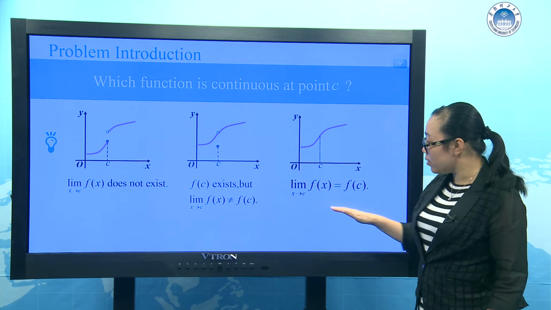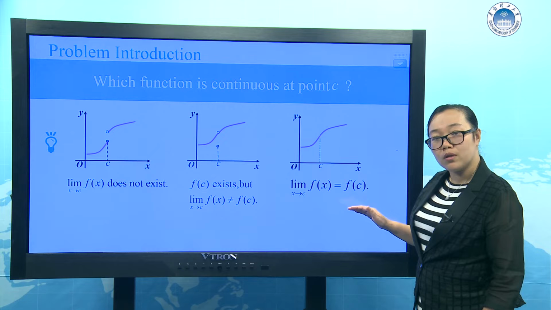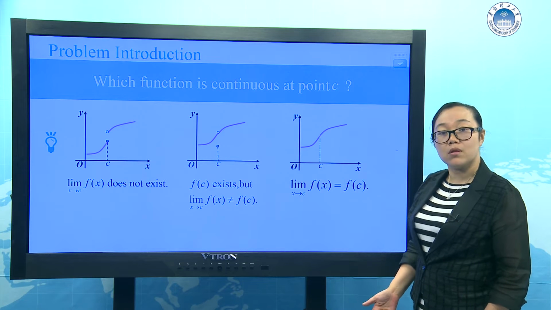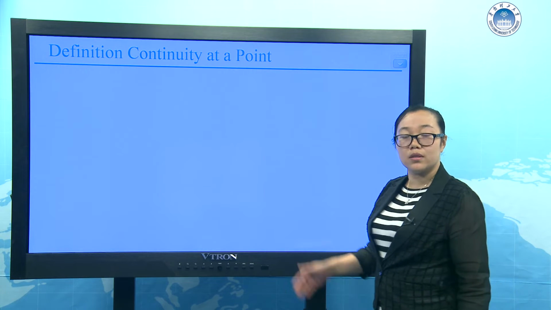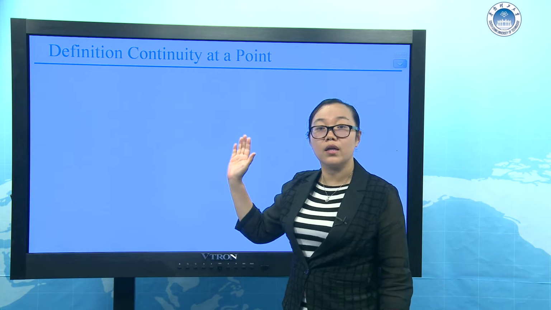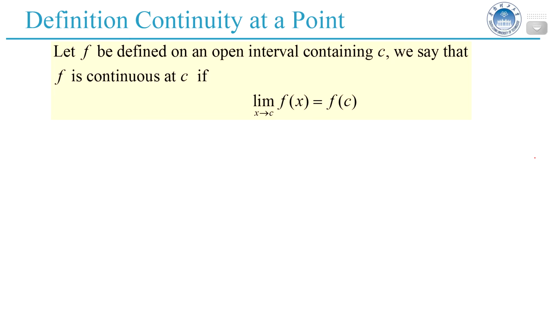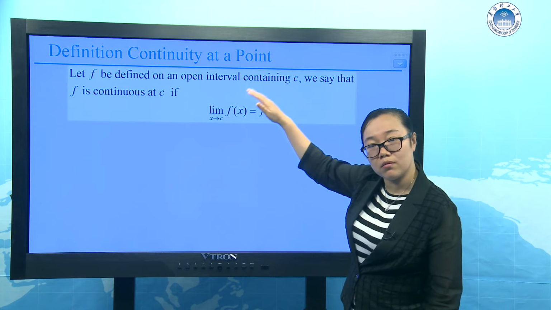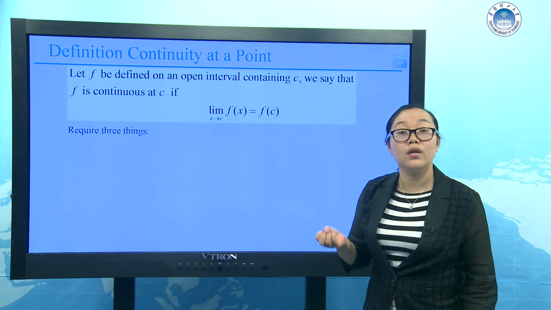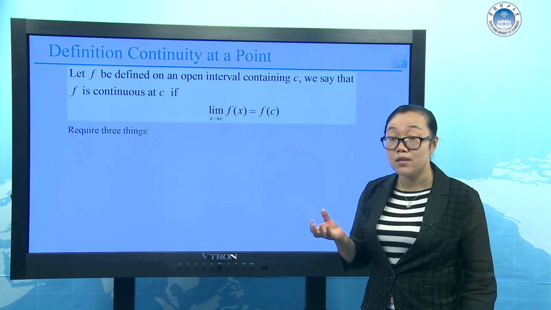Pay attention to this expression. From this expression, we will give some idea about our definition. Look at the definition, continuity at a given point. Let f be defined on an open interval containing the point c. We say f is continuous at c if the limit of f(x) as x tends to c equals f(c). How to understand the expression? It requires three things, three conditions.